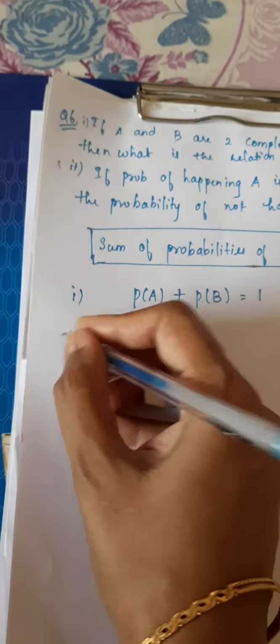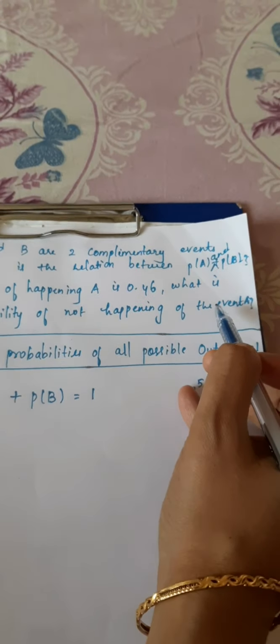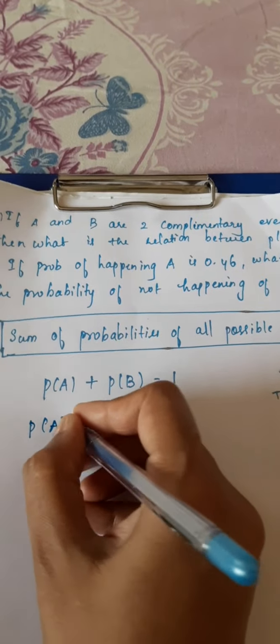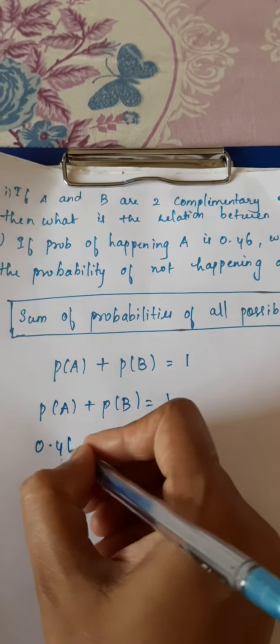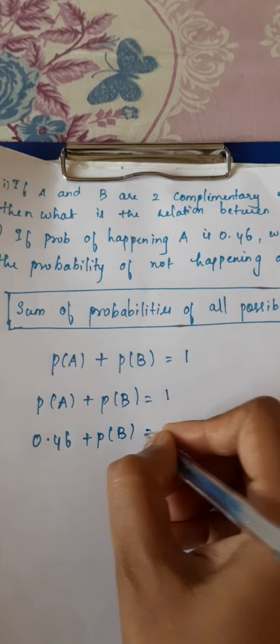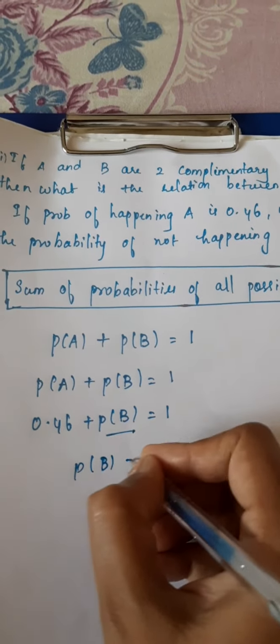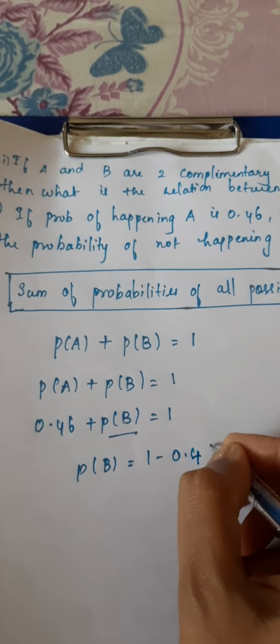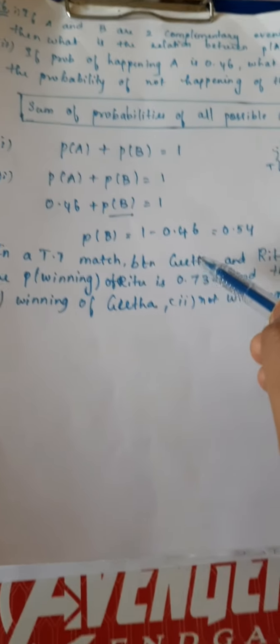So the second part of the question is, if the probability of happening of A is 0.46, what is the probability of not happening of the event? Probability of A plus probability of B is 1. So we already know the probability of A is 0.46. So not happening is the same as probability of B. So probability of B equals 1 minus 0.46. That becomes 0.54. So the probability of not happening A is the same as the probability of B.